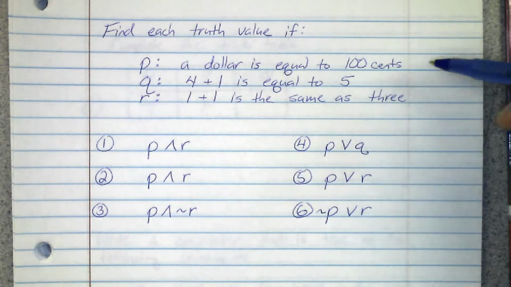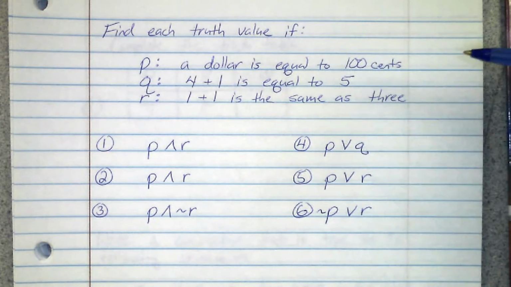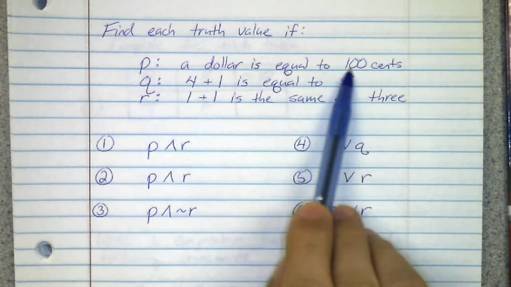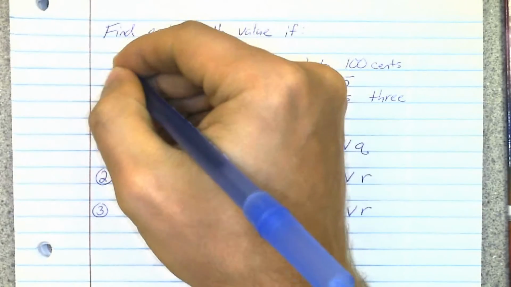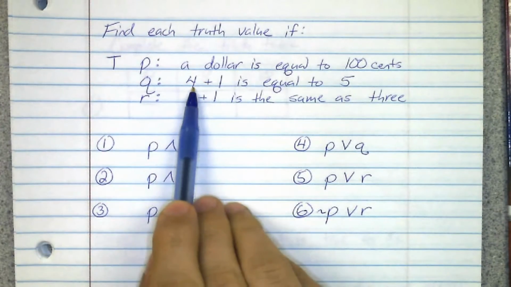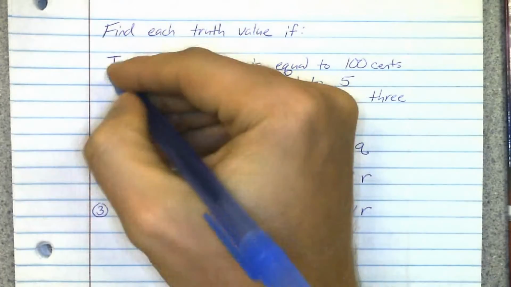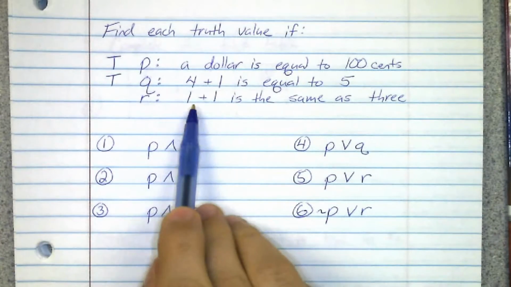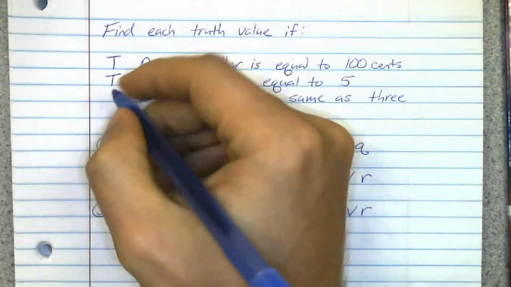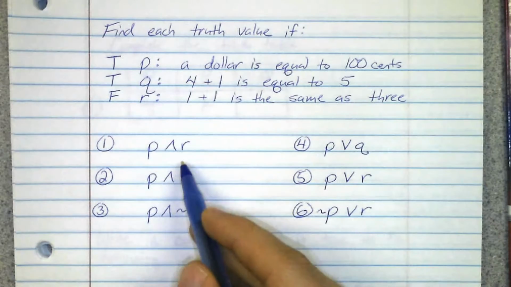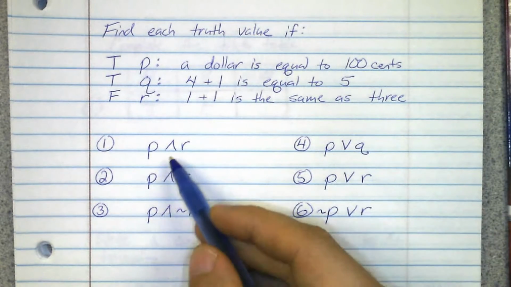Okay, so the easiest way to do these is to assign a truth value to each one of these statements. So first of all, P: $1 is equal to 100 cents. We know that's true. Q: 4 plus 1 is equal to 5. That's true. R: 1 plus 1 is the same as 3. Nope. So now, when we look at these, remember your symbols.